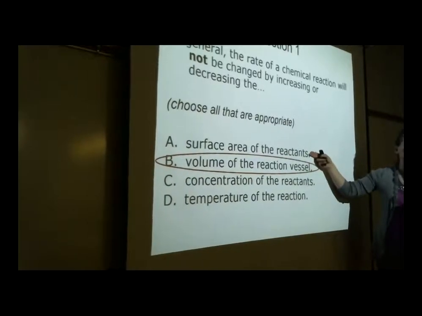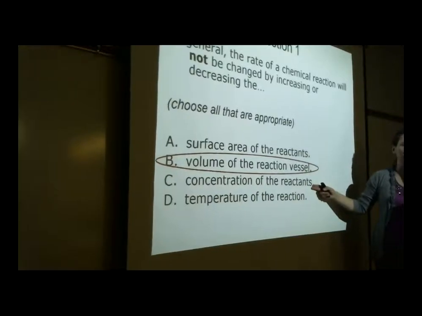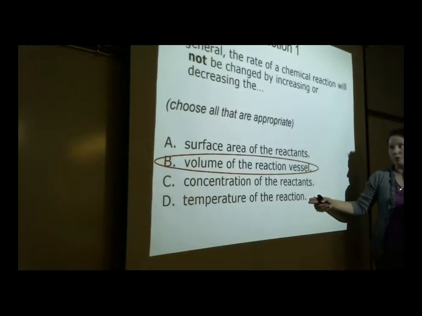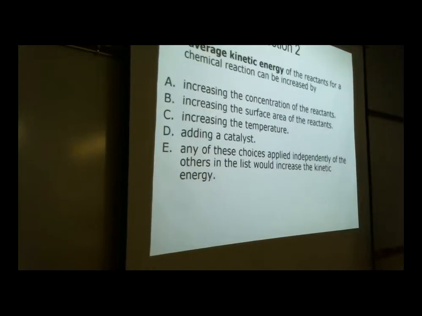Surface area, that goes back to how much touching goes on. Concentration goes with how much collision is going on, and so does temperature, right? K is temperature dependent. Good. The average kinetic energy of the reactants can be increased by increasing concentration, increasing surface area, increasing temperature, adding catalyst, or any of these. Which one is it?